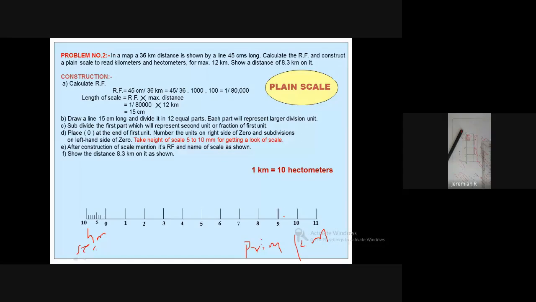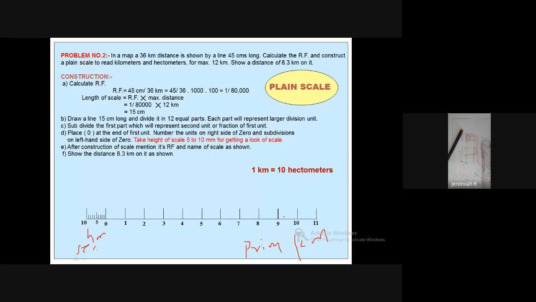Is the PPT visible? At 0, on this side you have to mention hectometer. You just give the notation HM and say that this is the secondary division. This 0 to 11 you have to say is the primary division, and this is in kilometer.